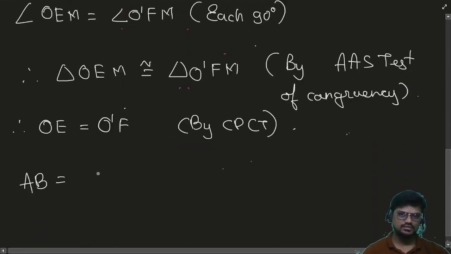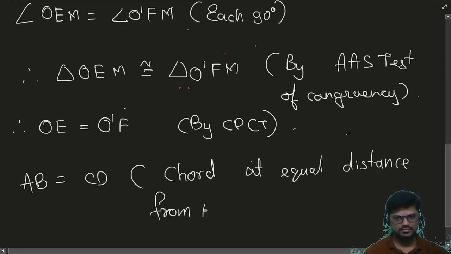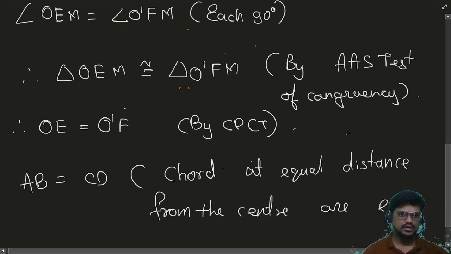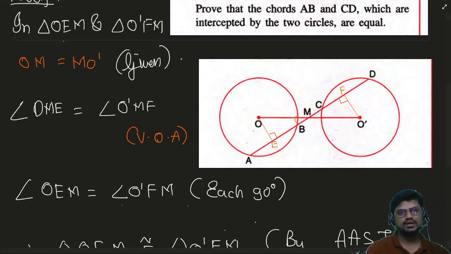Why? What is the reason? Chords at equal distance from the center are equal. Got it? This is the reason. Chords at equal distance from the center are equal. Means these two chords are at equal distance from the center, no? Therefore, the two chords will be equal. Got it?